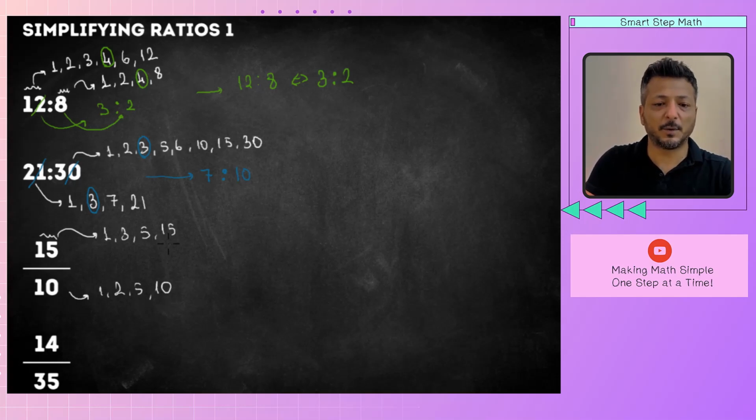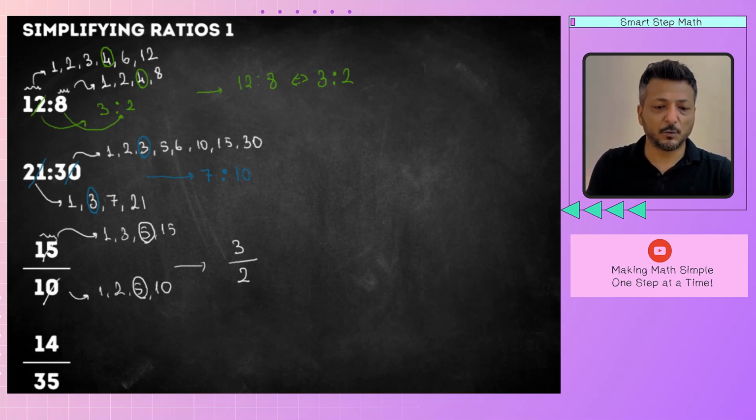Since the greatest common divisor in both is 5, when I divide 15 by 5, the result is 3. When I divide 10 by 5, the result is 2. So, the simplest representation of the expression 15 divided by 10 will be 3 divided by 2.